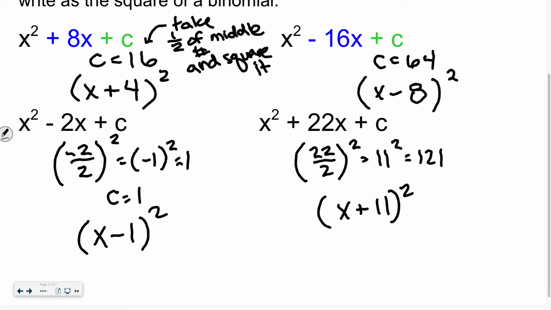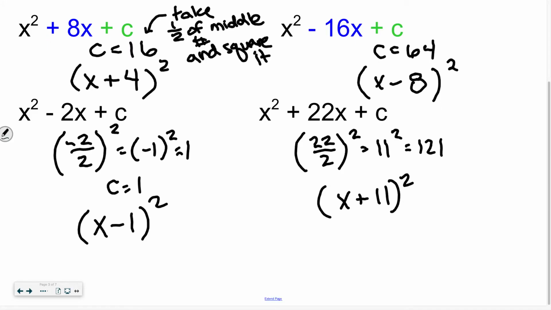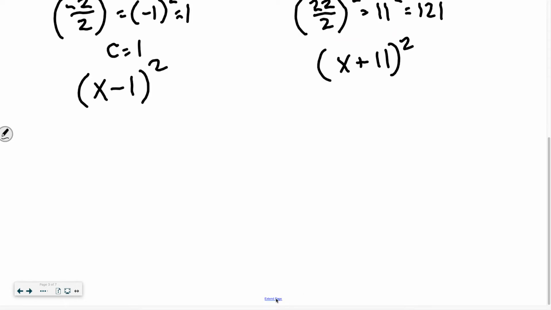Now, I've been nice so far and given you all even numbers, right? So just down below here, we'll do an example. I'll just make one up where it is not an even number. So let's do x squared plus 5x plus c. So we could follow the same rule that Abby gave us, which is take half of the middle term.